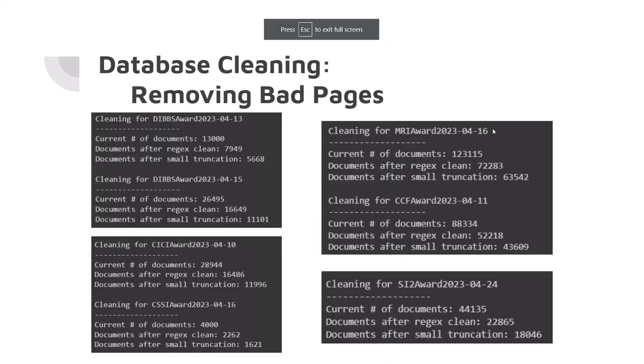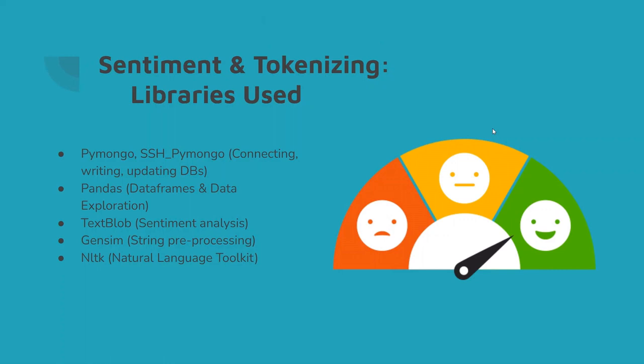So now that we've cleaned everything, let's focus on the actual sentiment analysis and tokenization of the data. So once again, we're going to be using PyMongo to connect to the database, but also we're going to need the help of pandas to perform the data analysis and have a very uniform way to structure our data and perform different operations on it. Now for the actual tokenizing and sentiment analysis, we're going to use Gensim and NLTK for different string preprocessing and tokenization functions.